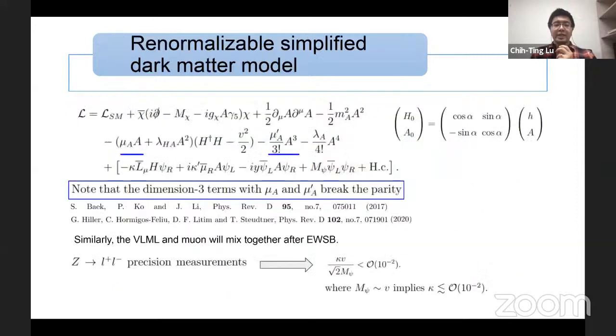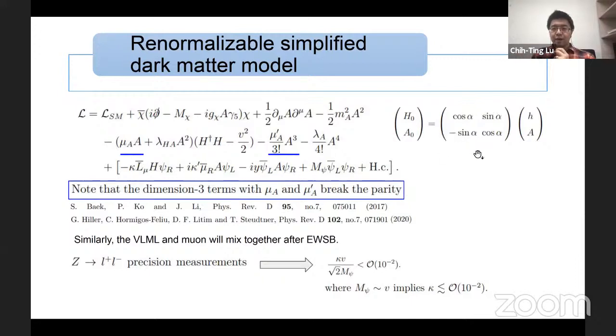Let me briefly introduce this renormalizable simplified dark matter model. This model is based on these two works. The first part is about the dark matter interactions, then the interactions for the mediator. Here I highlight two terms, the dimension-3 mu_A and mu_A' terms. These terms will break parity, so you can imagine we have CP violation in the scalar potential.